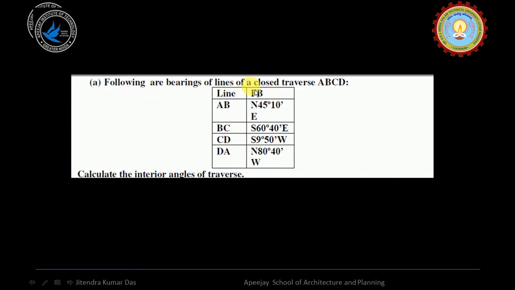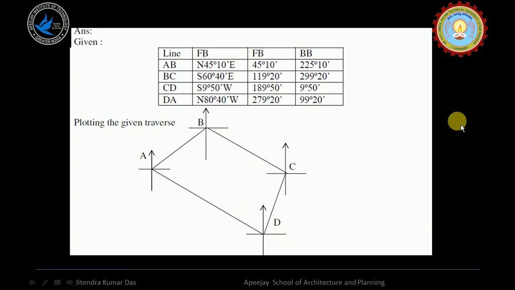Now problem number 2. The following are the bearings of lines of a closed traverse ABCD, with four bearing values given: AB, north 45 degrees 10 minutes east; BC, south 60 degrees 40 minutes east; CD, south 9 degrees 50 minutes west; and DA, north 80 degrees 40 minutes west. Calculate the interior angles of the traverse. We have to calculate the interior angles.